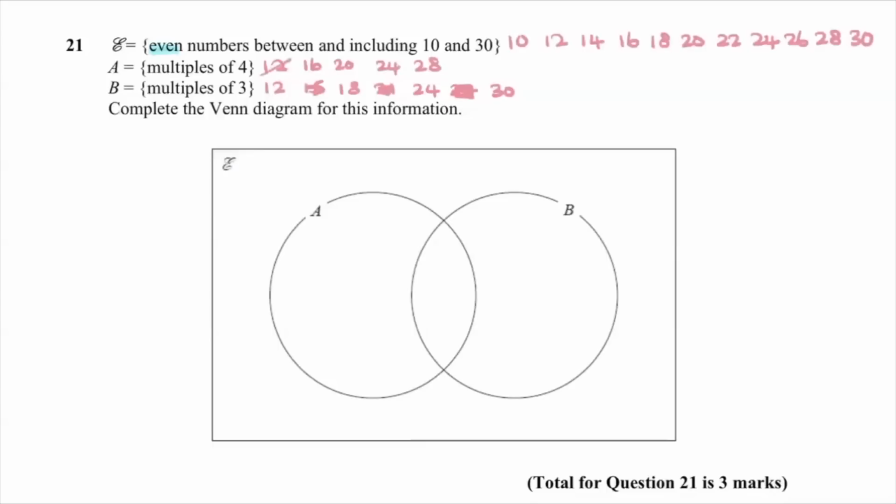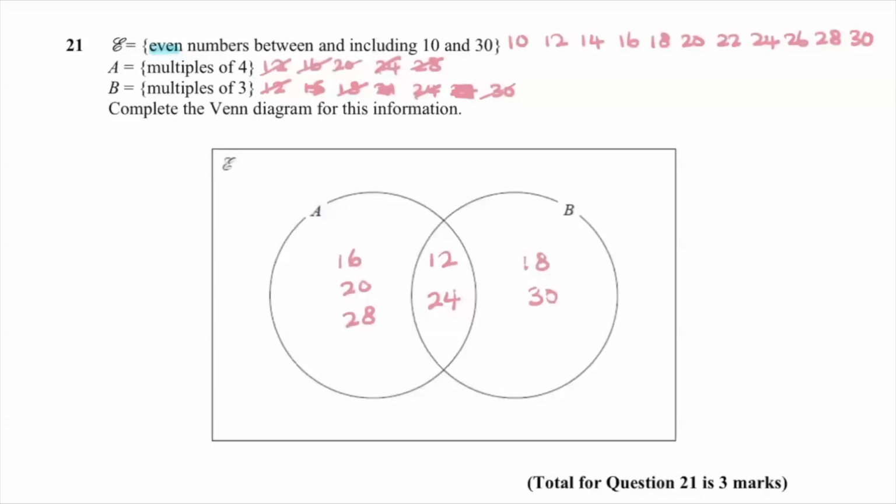So 12 can go in the middle. 24 can go in the middle. I've then got 16, 20, and 28. That's all of A done. I've got 18 and 30, which is all of B done.